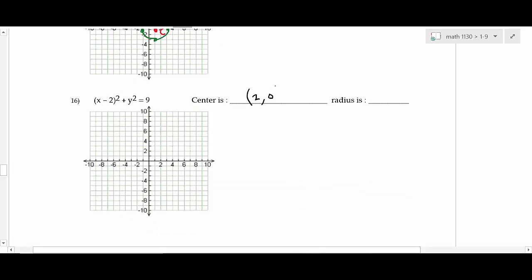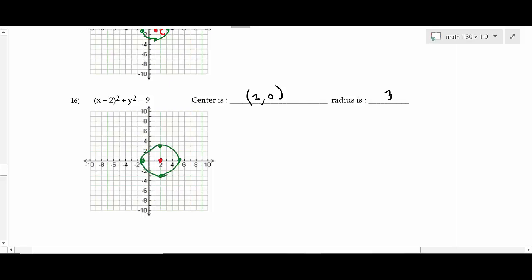Okay, 2, 0. And what's the radius? 3. Okay, good. So we just do the same thing on this. We draw the center like that. And then what you want to do is just go over 1, 2, 3 to the right, 1, 2, 3 up, 1, 2, 3 to the left, 3 down, and then you can sketch that in.